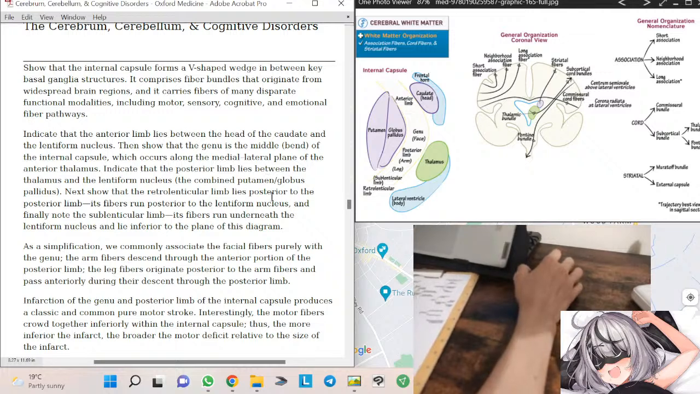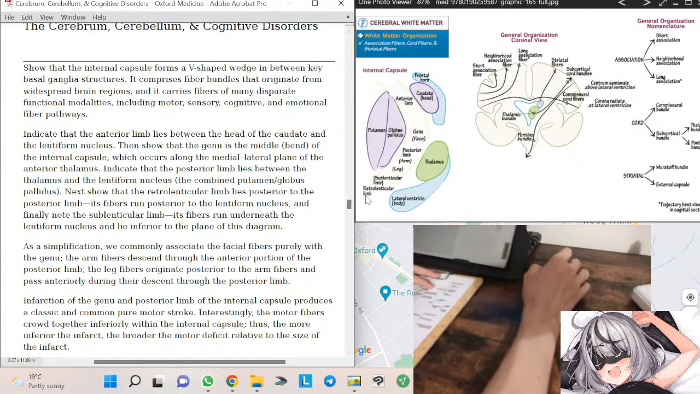Indicate that the posterior limb lies between the thalamus and the lentiformis nucleus, the combined putamen and globus pallidus. Next, show that the retrolenticular limb lies posterior to the posterior limb. Its fibers run posterior to the lentiformis nucleus. And finally, the sublenticular limb. Its fibers run underneath the lentiform nucleus and lie inferior to the plane of this diagram.